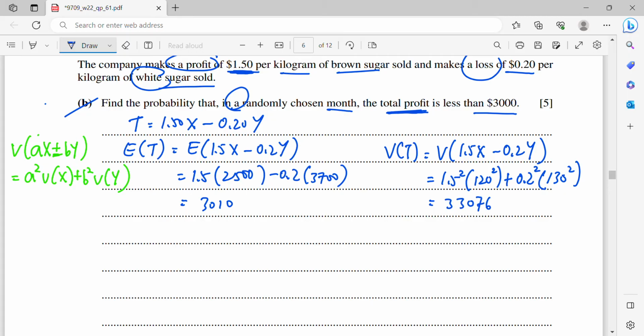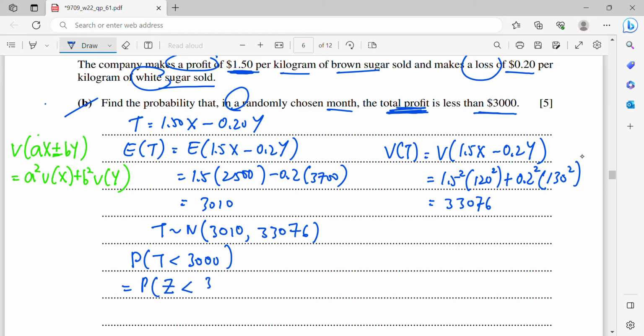Then you will get 33076. So once you have obtained this, then I will just write my T is normally distributed. The mean is 3010, and then the variance is 33076. And now you need to count that the total profit is less than $3,000. So P(T less than 3,000). So now we need to standardize it because your T is normally distributed. So when you standardize, it will be 3,000 minus 3,010 over the square root of the variance, which is our standard deviation.